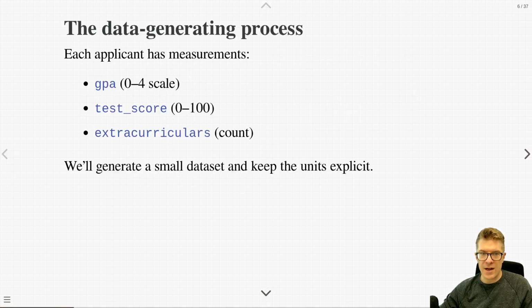So in this case, we're going to have a couple of measurements for the applications. We're going to have a GPA on a scale of 0 to 4. We're going to have the test score. Maybe they had to write a test before they applied, and it's scored from 0 to 100. And then there's a count of extracurriculars on their CV. It's always a good idea to do things.